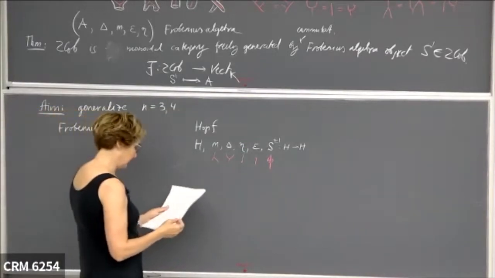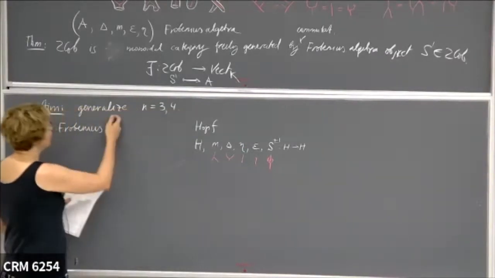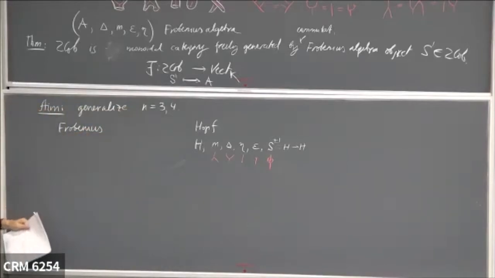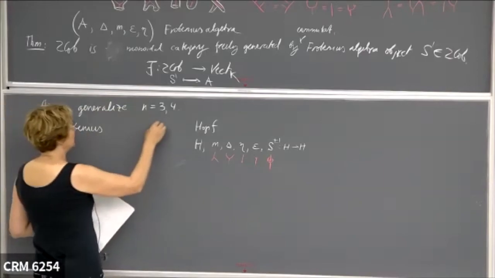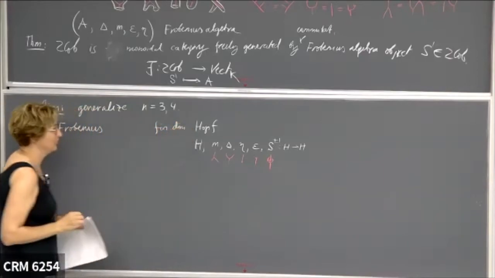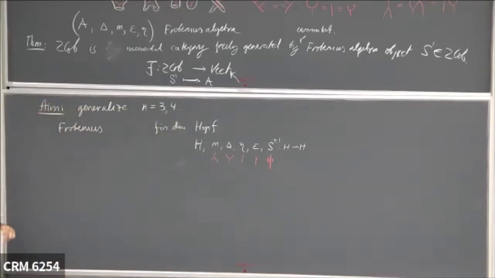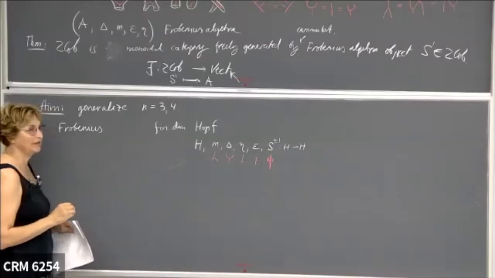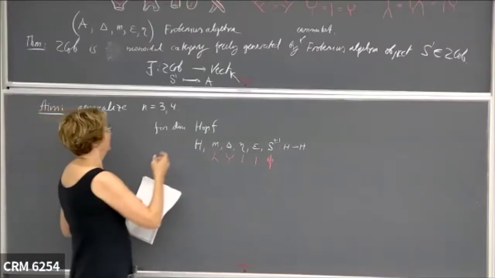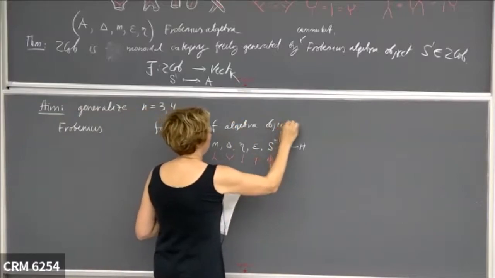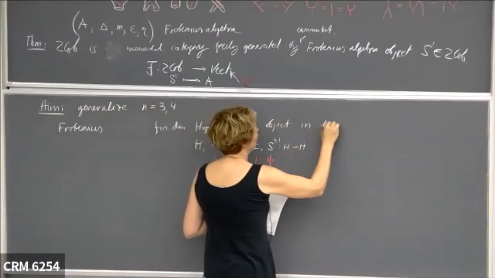And now the generalization is not yet done just by replacing a Frobenius algebra by a Hopf algebra. By the way, in the whole talk, Hopf algebras will be finite dimensional. And so actually, what I will need is a Hopf algebra object in some braided monoidal category.